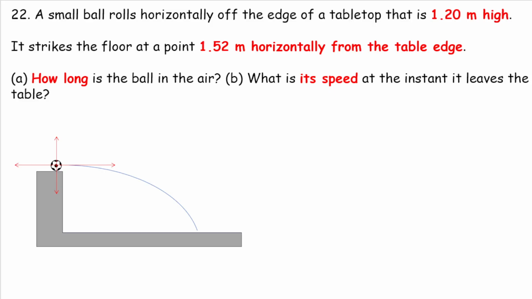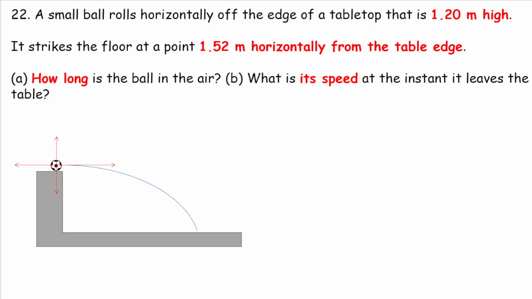So the question is, a small ball rolls horizontally off the edge of a tabletop that is 1.20 meter high. It strikes the floor at a point 1.52 meter horizontally from the table edge. And question A, how long is the ball in the air? And B, what is its speed at the instant it leaves the table?